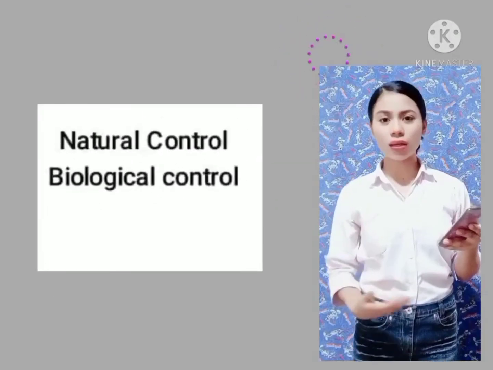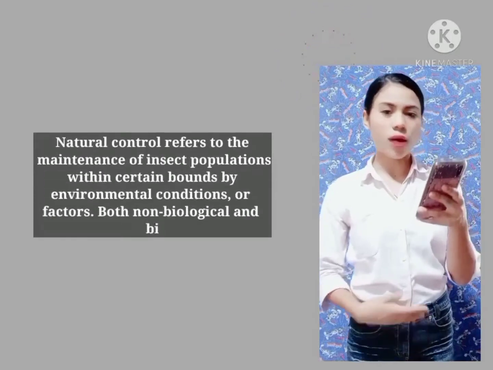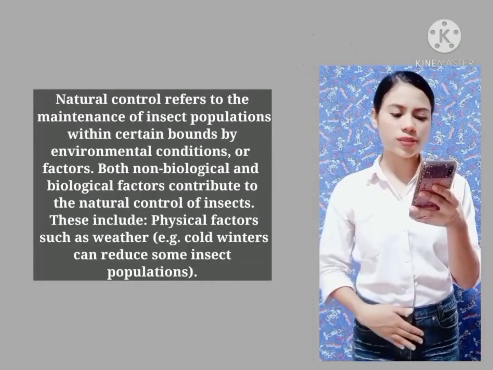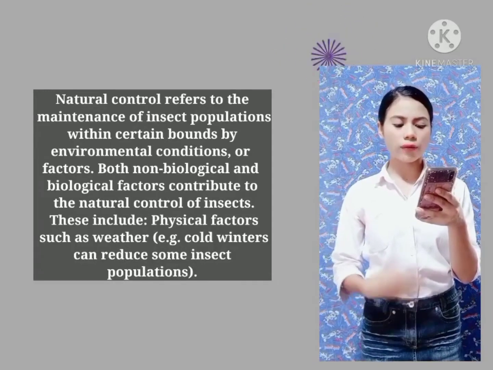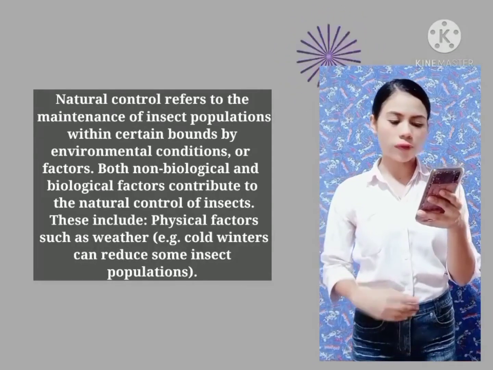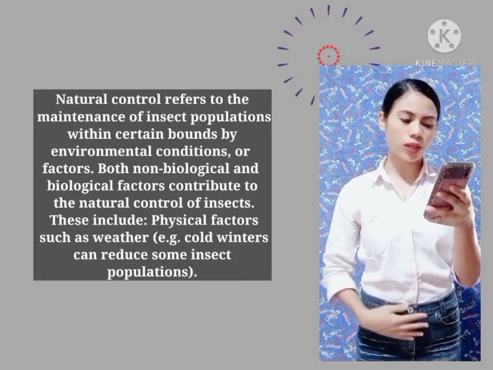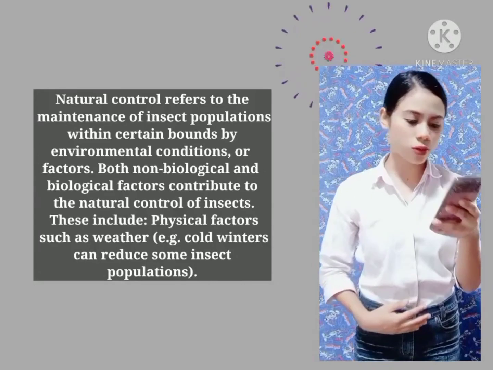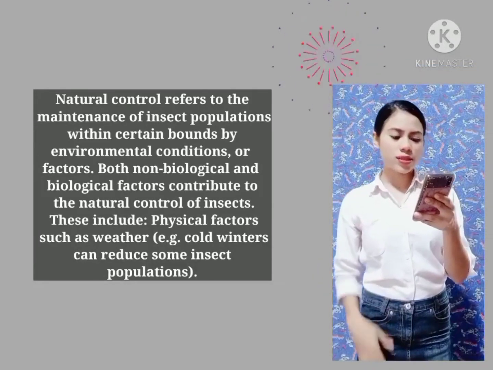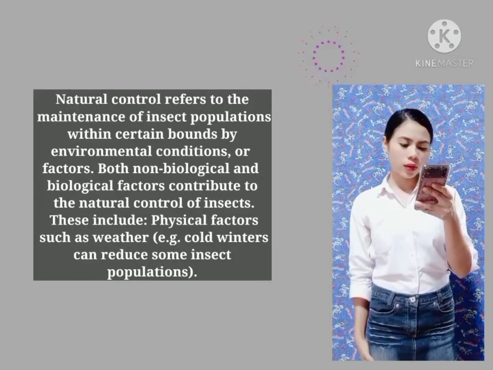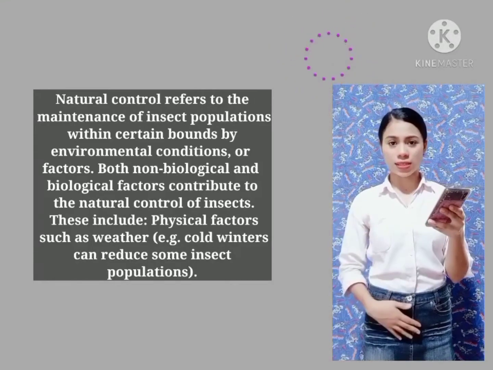So now let's talk about natural control and biological control. Natural control refers to the maintenance of insect populations within certain bounds by environmental conditions or factors. Both non-biological and biological factors contribute to the natural control of insects. These include physical factors such as weather. Cold winters can reduce some insect populations.